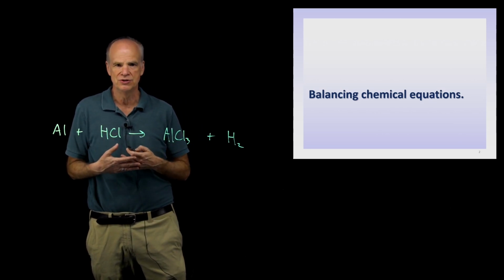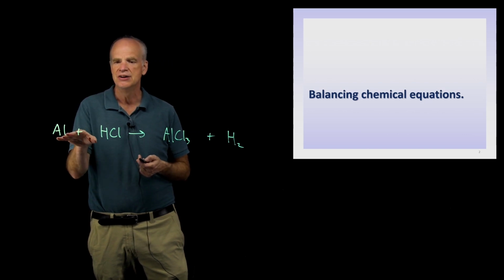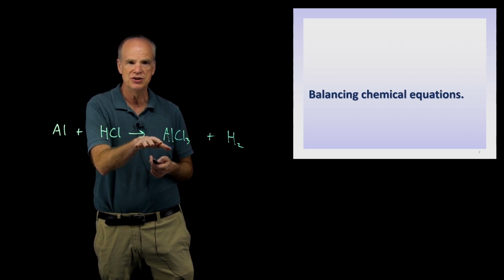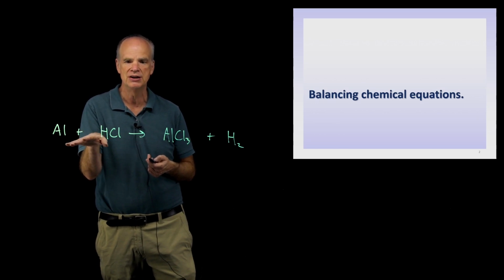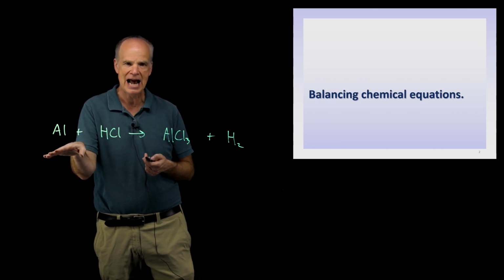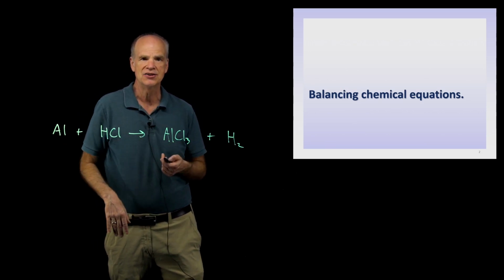So what you'll learn is, to balance an equation, you have to make sure that for every element in the equation, you must have as many atoms of that element on the left or reactant side of that equation as the right or product side of the equation.